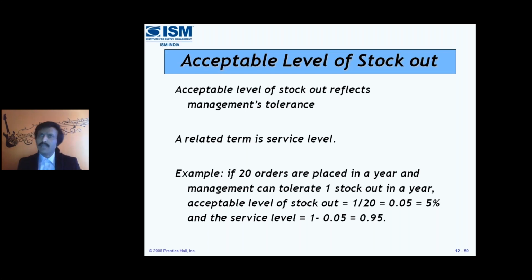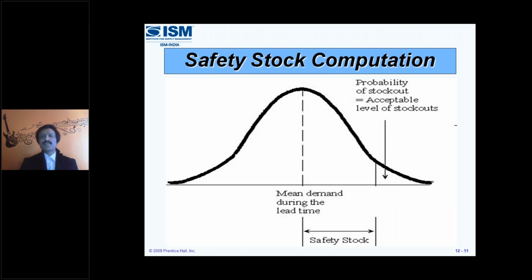Again, it depends on the product that you are selling, on what the competition is offering, or at what level the competition is working. So in this case, the service level becomes 0.95, which means 95% is your efficiency. The graph looks like this. The safety stock is just between your mean demand and the end point of your probability of stock out.